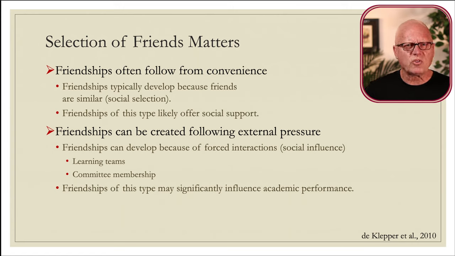But friends can also come through social influence, such as the friends that we make because we were required to participate in an academic learning team or a committee membership. We need to be cautious, though, because friends in both camps can positively influence our academic performance. And particularly those that we are influenced to become friends with can have a negative influence on our academic performance.